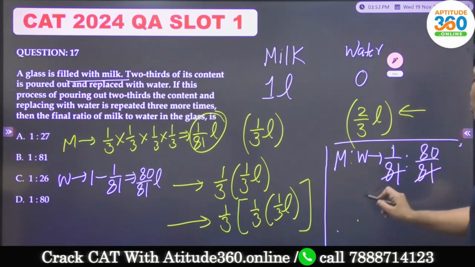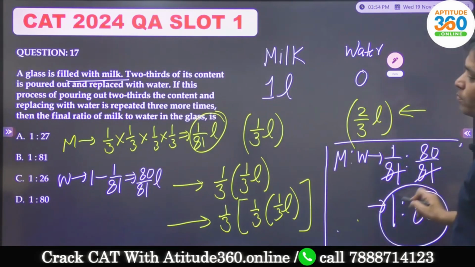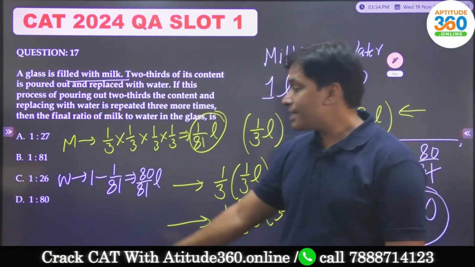So these two are gone. What are we left with? 1:80. Which option is the right answer? Option number D is the right answer.